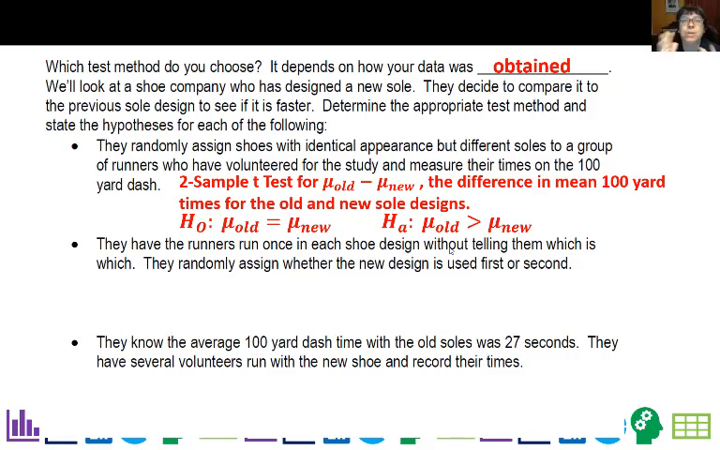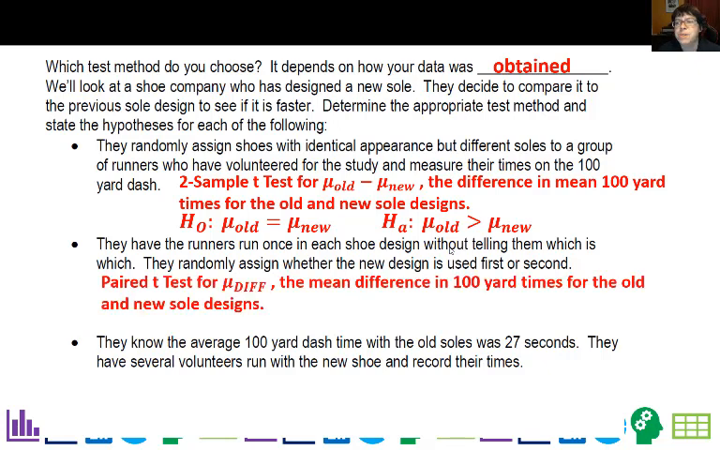Now, to take into account, oh, but you could say, oh, he could be tired then. Well, what you do is you randomly assign. So half of the people are running with the old shoe first, half of the people are running with the new shoe first, so that it kind of takes that out of the design. It takes that variability out.